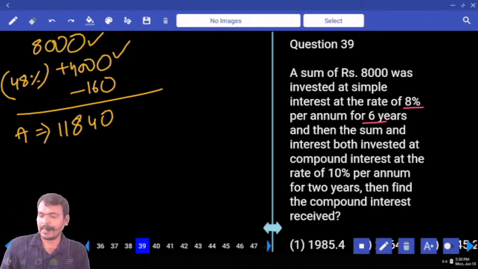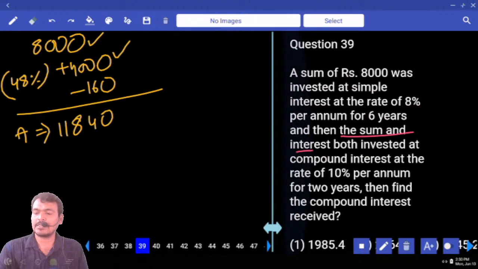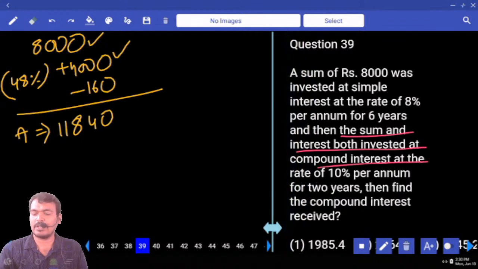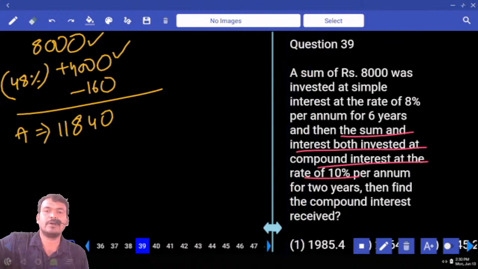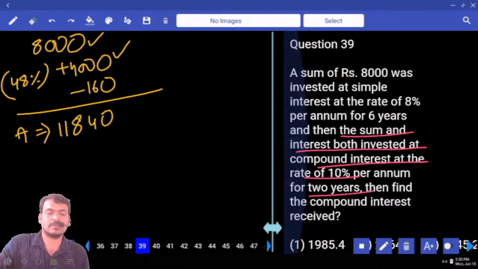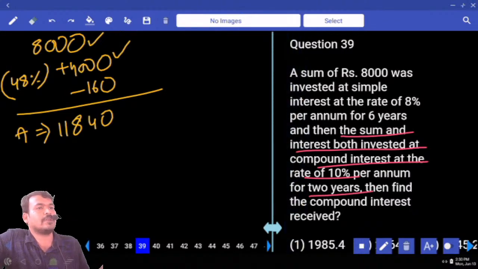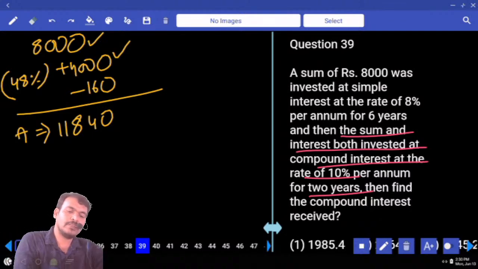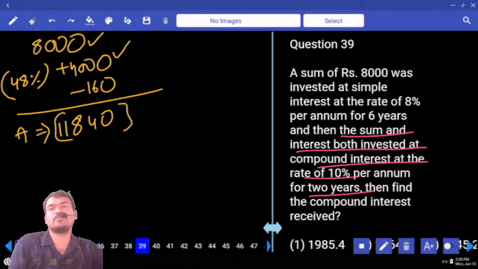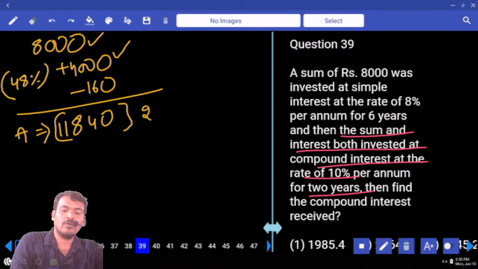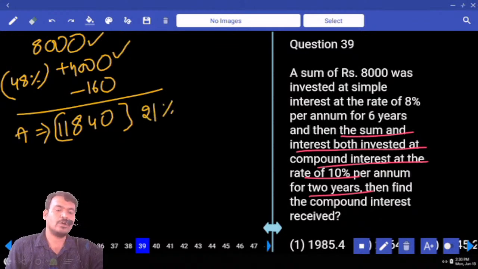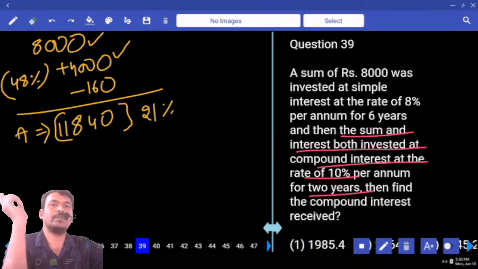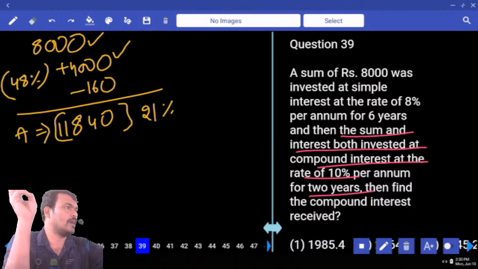11,840. Again, the sum and interest both are invested at compound interest at the rate of 10% per annum. But how many years? 2 years. 10% for 2 years means the compound interest is 21%. Out of this we require 21% interest. What is 21% of 11,840? First we need to identify the 10%.